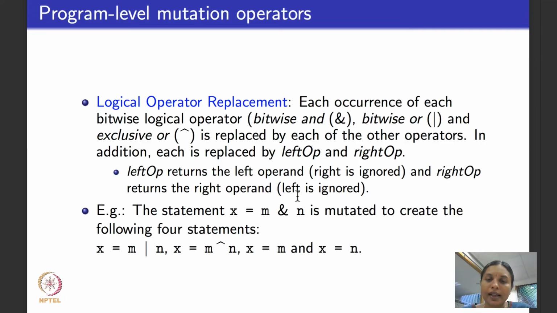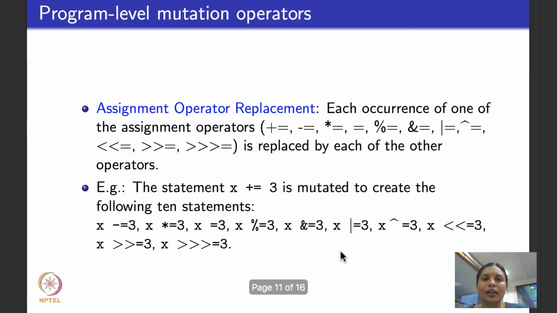So suppose I had a statement like this, x is equal to m bitwise AND n, then I can create three possible mutants of this statement. I could replace this bitwise AND by bitwise OR, this is the first mutant. I could replace this bitwise AND by bitwise exclusive OR, the second mutation. I could knock off the right operand and consider only x is equal to m. I could knock off the left operand and consider only x is equal to n. So these kinds of mutations are possible dealing with bitwise operations.